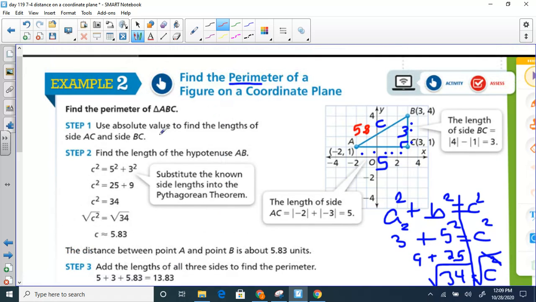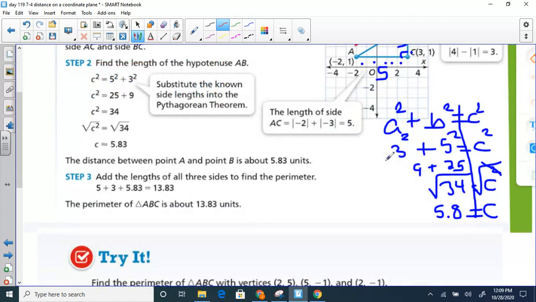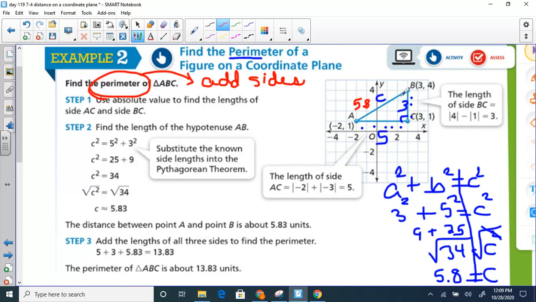Now, don't forget the question is find the perimeter. So we need to add the sides. For a perimeter, think of putting in a fence. When you put a fence around your yard, that is the perimeter. Or think of a security guard patrolling the perimeter of a property, okay? You just see how far they walk, you just add up the sides.